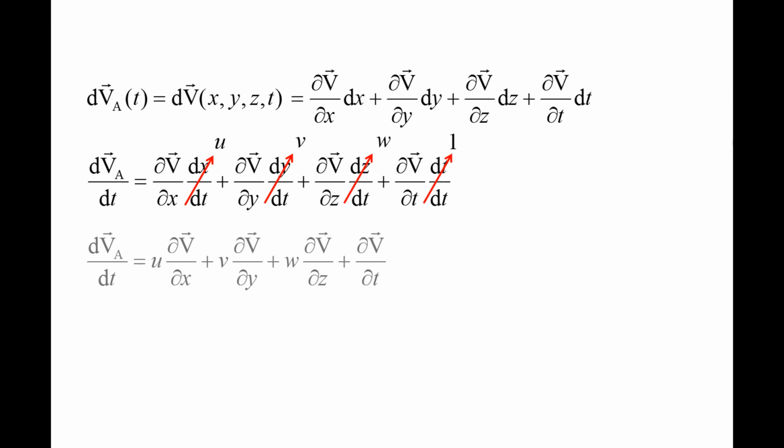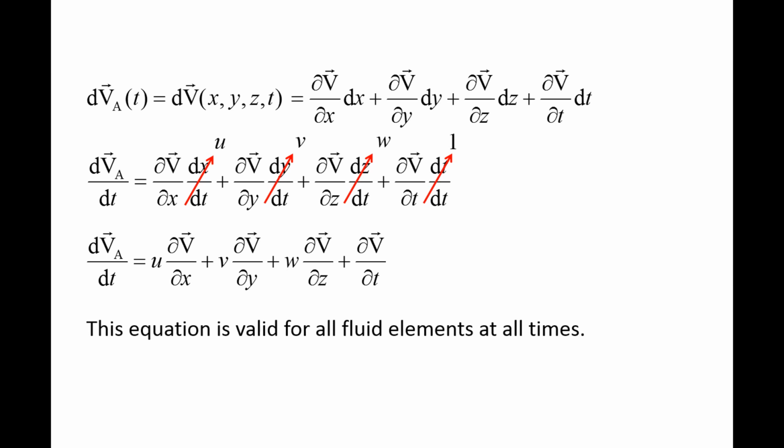Cleaning up the equation, we have a relationship for the time rate of change of the velocity of fluid element A from the Lagrangian point of view on the left, and the time rate of change of the velocity at the same location in space from the Eulerian point of view. Although we derived this relationship for a particular fluid element A, there is nothing unique about this fluid element, and the relationship is valid for any fluid element. So we can drop the A subscript.